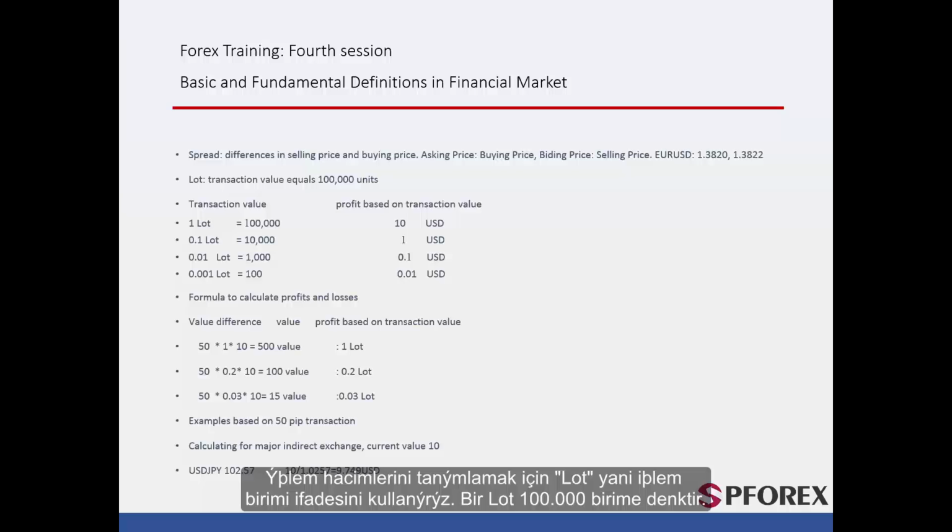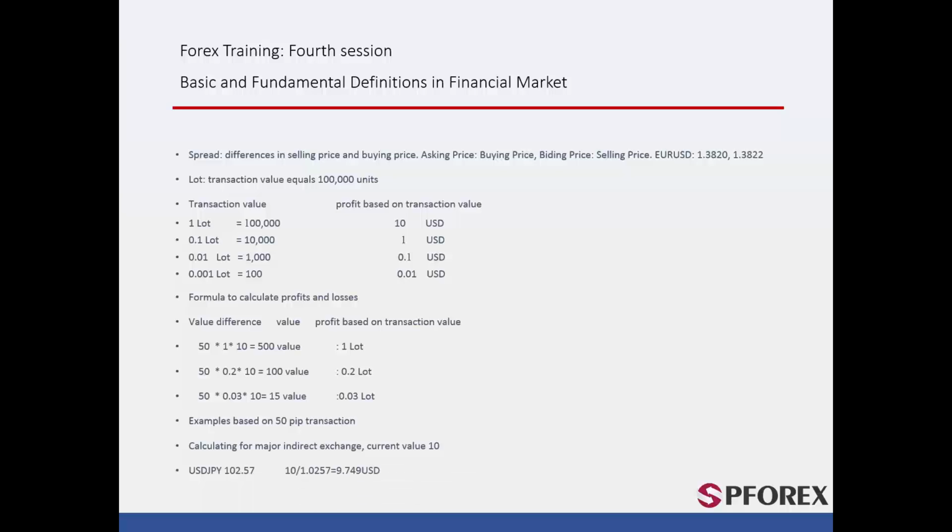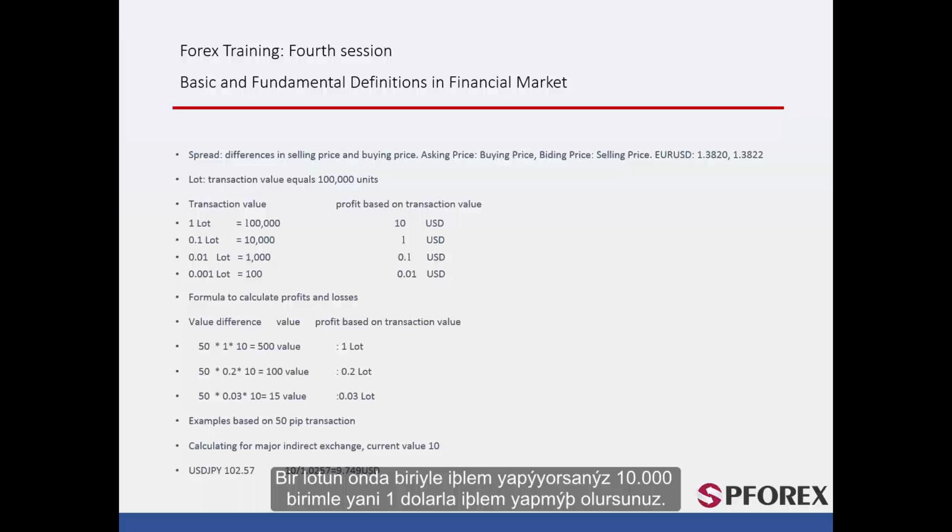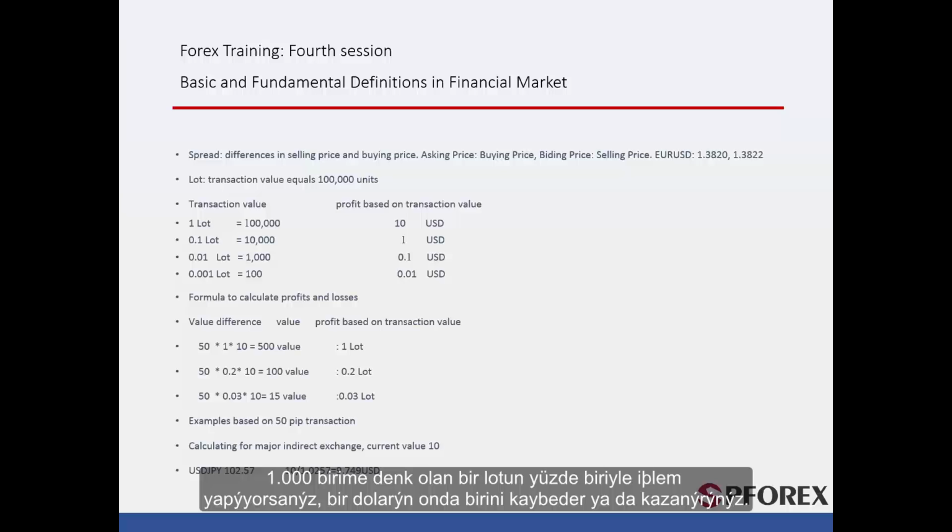In order to describe the size of transactions, we use a term lot. One lot is equal to 100,000 units. It means if you are trading one lot using major currencies, you will lose or gain $10. And when you deal 1/10 of a lot, you are dealing 10,000 units or $1. If you are dealing with 1/100th of a lot, which is equal to 1,000 units, you will lose or gain 1/10 of a dollar.